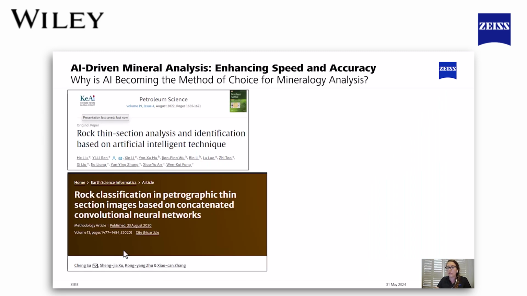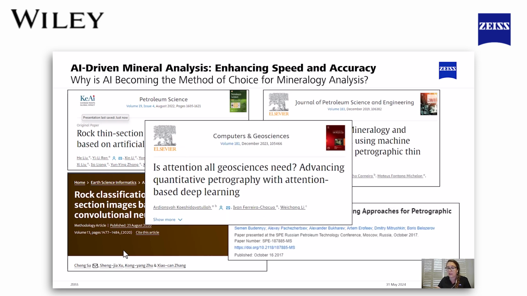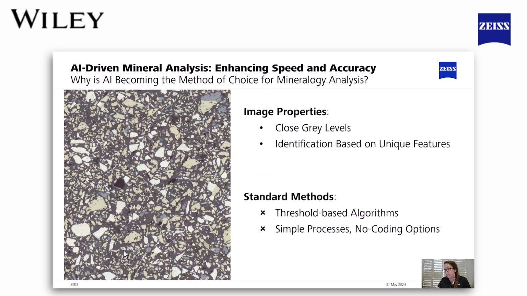Over the years, there has been an uptick in the number of papers published in the geosciences which have begun to leverage AI techniques for image analysis. But why is it that AI is changing the game for image analysis, and particularly in mineral analysis for the geoscience? Well, the reason falls within the nature of the images within this field.